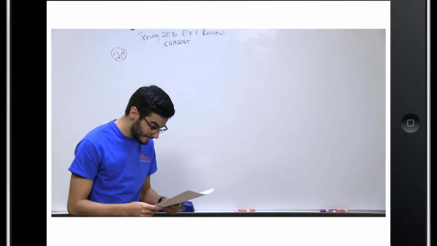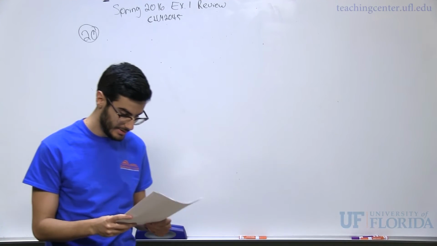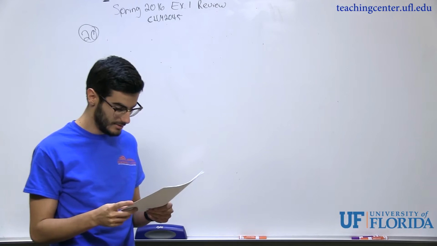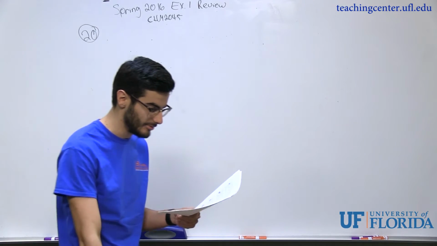All right, moving on to number 20. Number 20 says, how many hydrogen ions are present in a 14.6 milliliter aqueous solution of sulfurous acid, given that the density of sulfurous acid is 1.03 grams per milliliter?